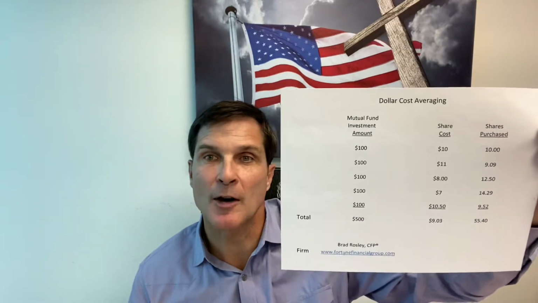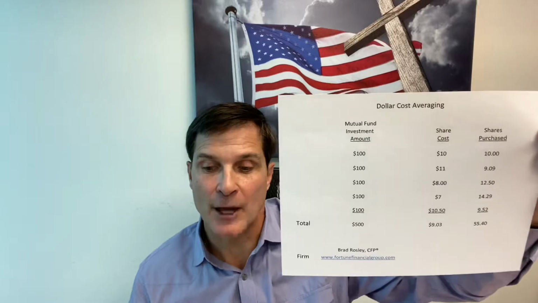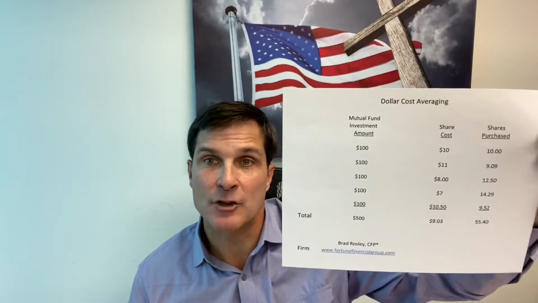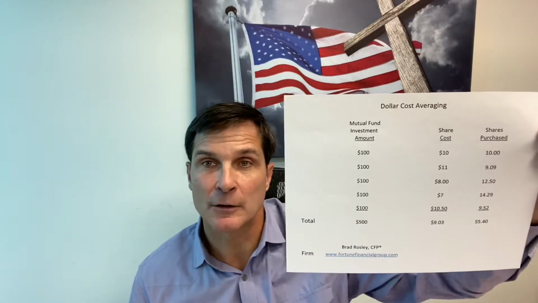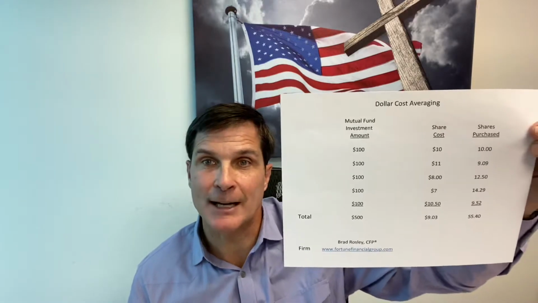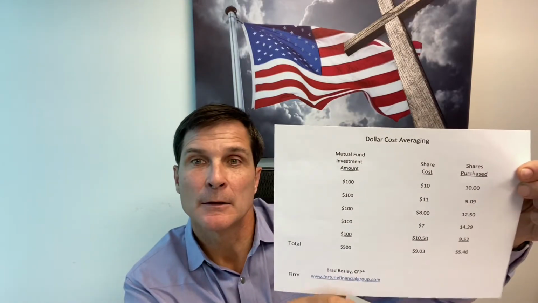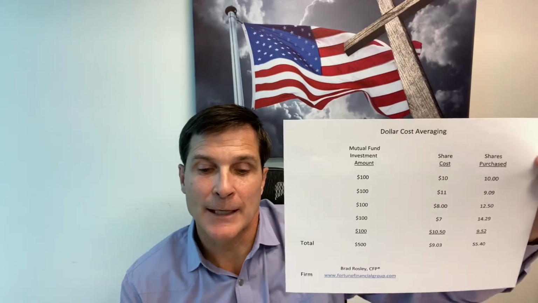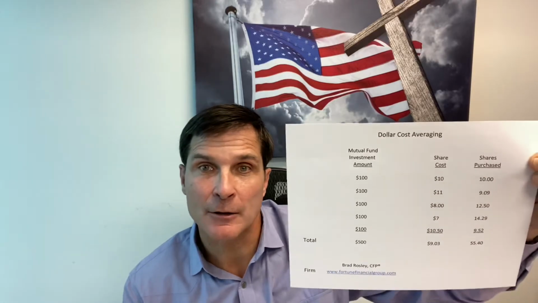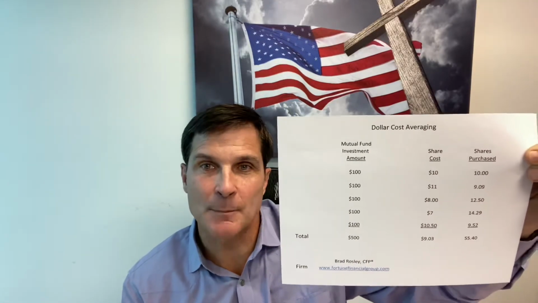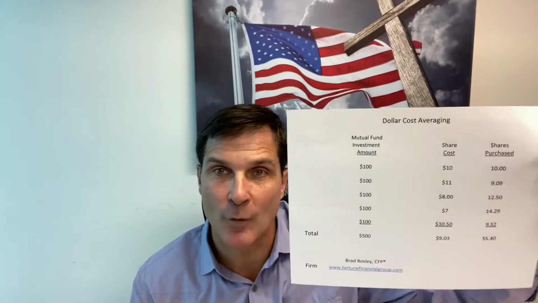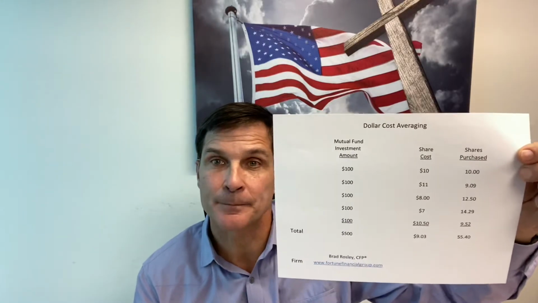You could have bought them all at $10 a share initially. That would give you an average share price of $10 a share. But because you dollar cost averaged into the market, your share price on average was $9.03. And now that we're back to $10.50 a share, you've actually made a very handsome profit overall in that short period of time.